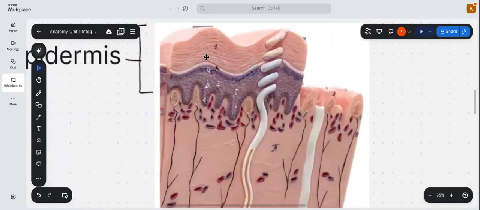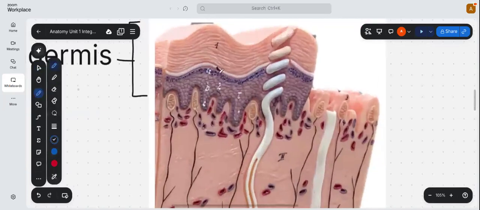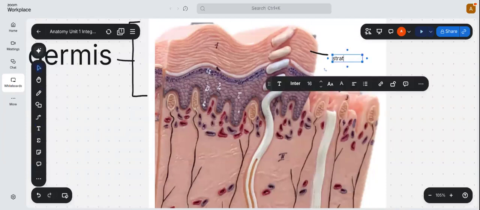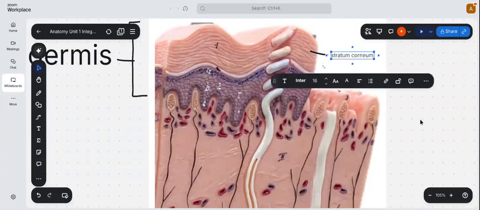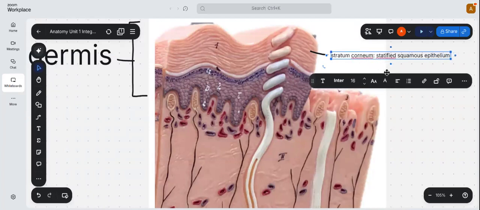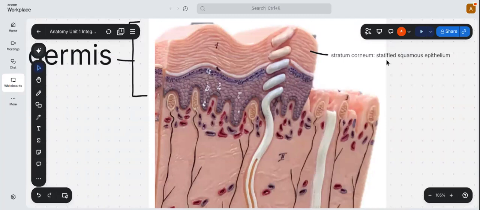First, you have your stratum corneum, which is going to be this very thick tan layer over here. So that over there is your stratum corneum. As such, stratum corneum is made up of stratified squamous epithelium. If you guys have watched my histology video, then you know what that type of tissue is going to look like at a microscopic level.